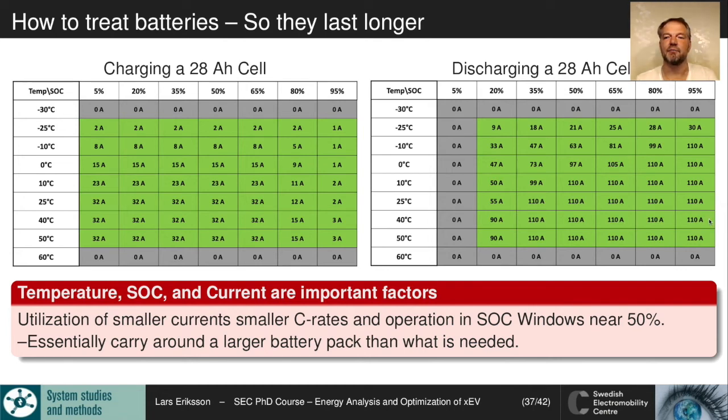And here we see how much we can take out of the battery. Smaller C rates and operation in a SOC window near 50% is good for the battery. And if we're just operating and utilizing a few percentage, we're carrying around a larger battery pack than what is needed to achieve the fuel economy benefits. But we achieve a longer life of the battery and of the vehicle.